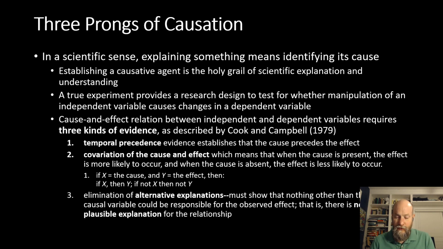So the cause and effect relationship between independent and dependent variables is supported by these three kinds of evidence, these three prongs of causation, as described by Cook and Campbell back in 1979. So essentially, we want to look for these three conditions to make a strong argument for causality. First and foremost, temporal precedence.